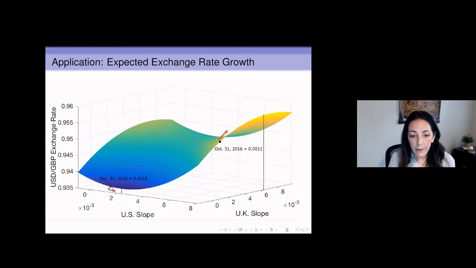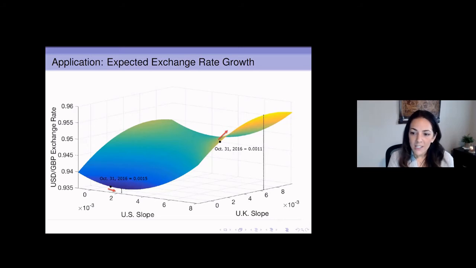So we have the slope of the US. This is where it was back in October. And then in November, the slope went up, so the slope moved towards the right. And then the UK, this is where the slope was, and again, it increased, so it moves towards the right. Now notice that the slope in the US moving up meant that the US dollar depreciated. This was a downward pressure on the exchange rate, whereas the UK's yield curve steepening was an upward pressure on the exchange rate.